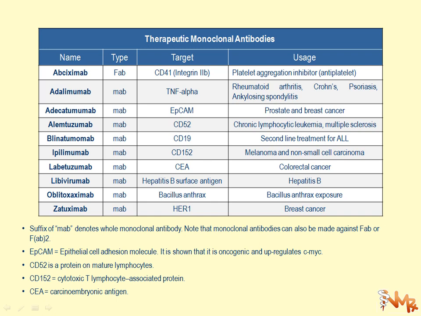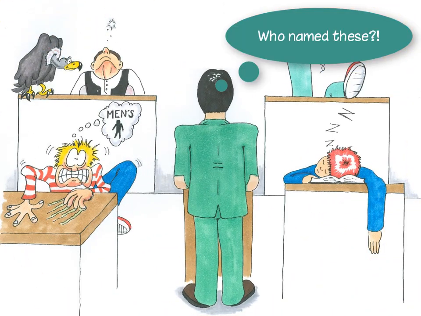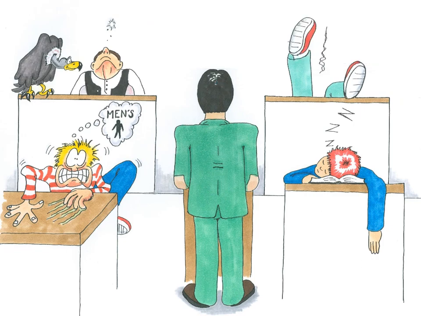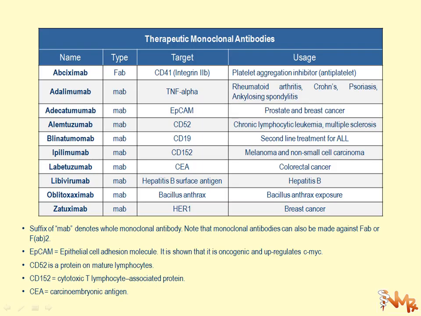Ipilimumab. Target is CD152. Usage is management of melanoma. Lebrikizumab. Oh, these names are so difficult to pronounce. I don't blame you if you can't. This one targets CEA for management of colorectal cancer. Lebrikizumab targets surface antigen in hepatitis B. Of course, we use it for the management of acute or chronic Hep B.